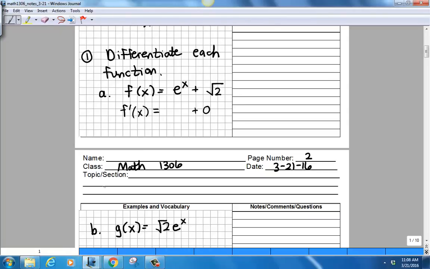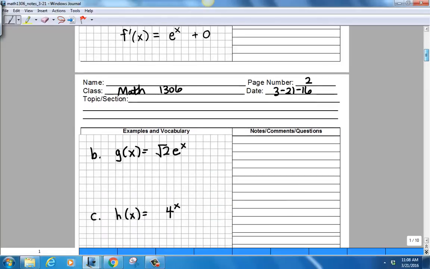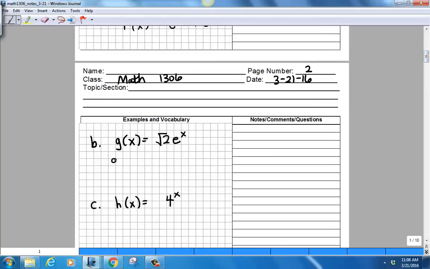Now what's the rate of change of e to the x? So simple, it's e to the x. It's its own rate of change function. So the rate of change of e to the x plus the square root of 2 is e to the x plus 0, in other words, just plain old e to the x. That's such an easy one to remember, which makes that function really nice to work with.